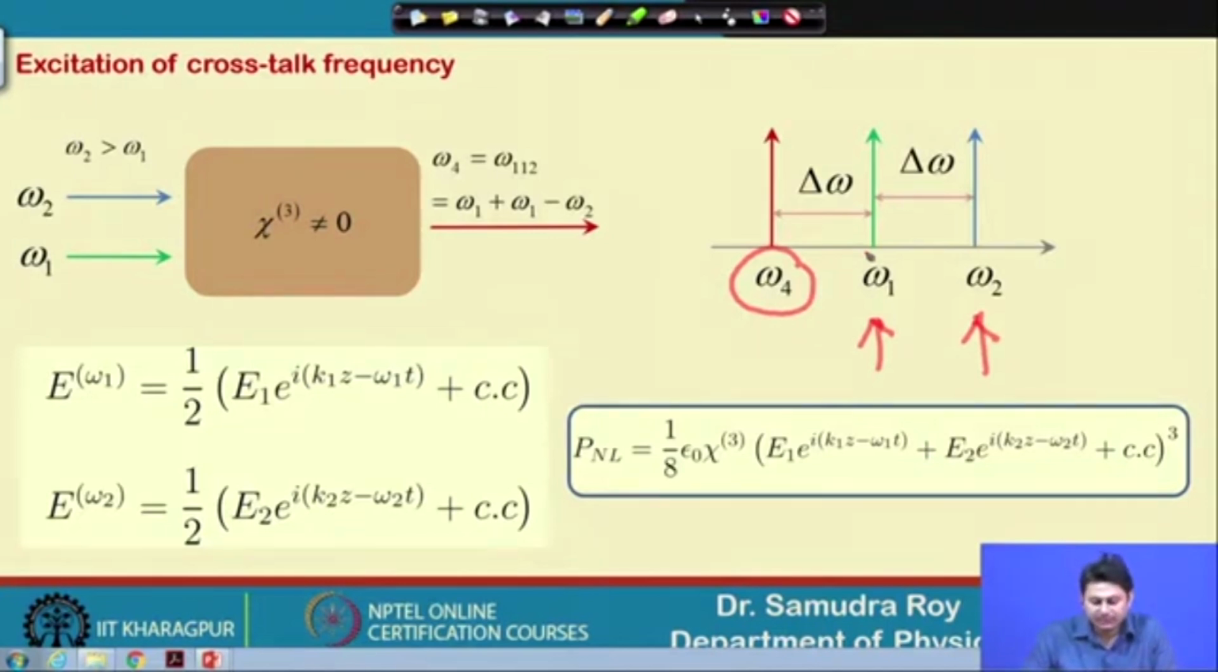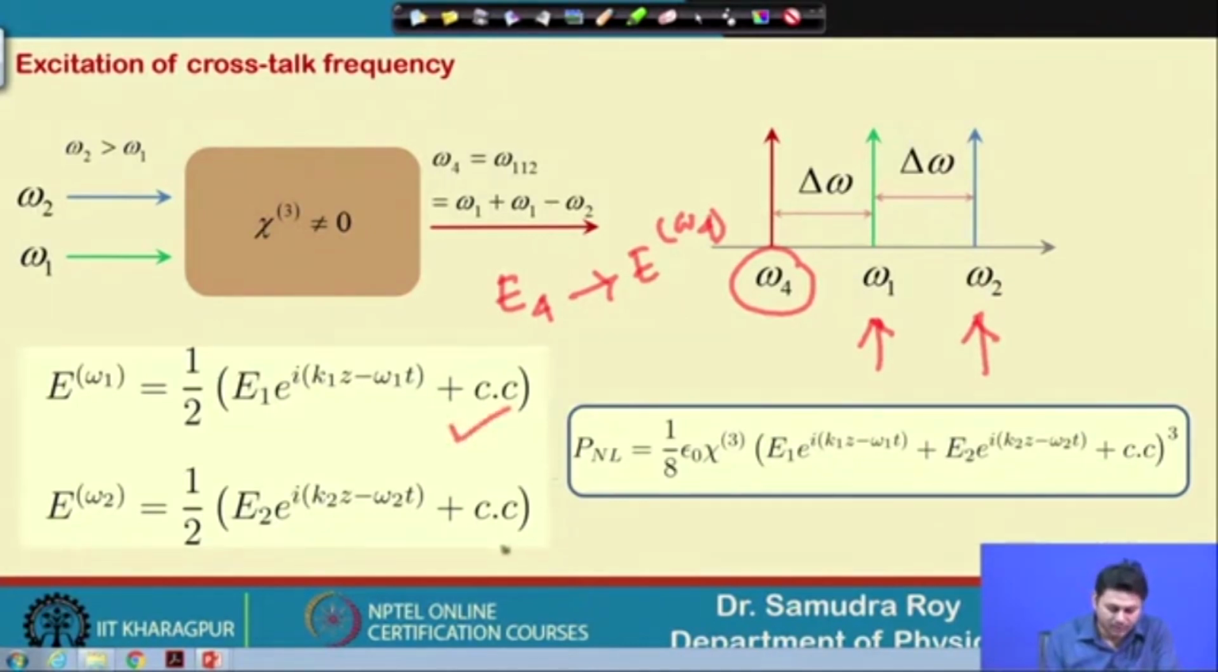What should be the differential equation of this field E4, where E4 corresponds to the frequency omega 4? Omega 4 is generated as a combination of omega 1 and omega 2. That means omega 1 and omega 2 will essentially be the source term, the source field that will generate omega 4. So, I first define E omega 1 and E omega 2, these are the input fields.